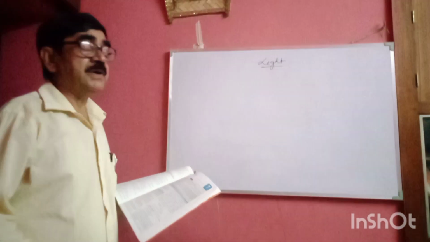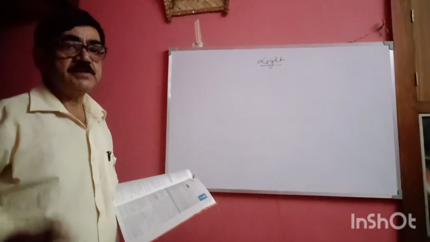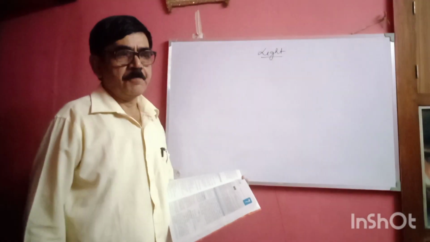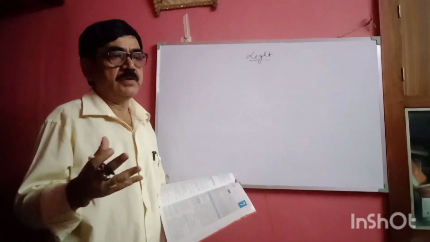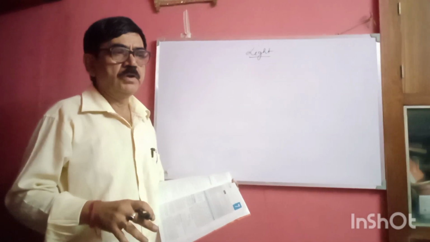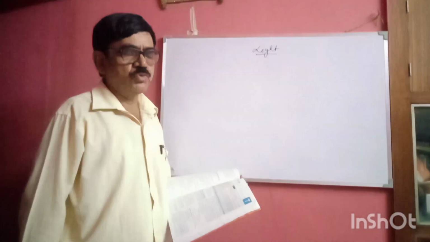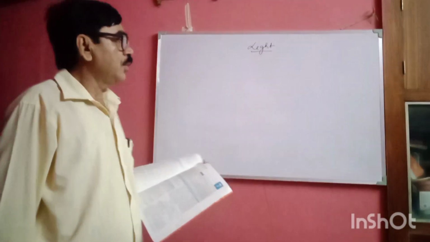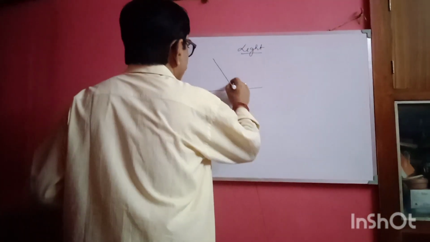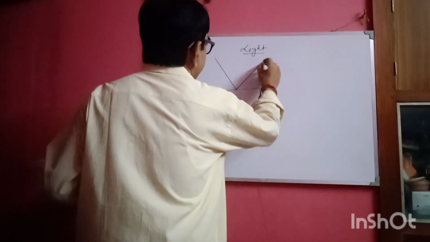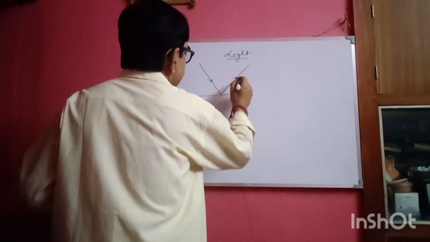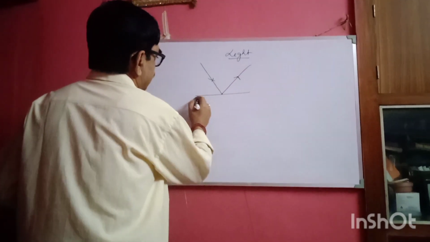Now, in this part we are going to discuss reflection of light. If you have a rubber ball and you drop the ball onto the floor, the ball bounces back to your hand like this. When light falls on any smooth polished surface, it bounces back to the first medium. This phenomenon is called reflection of light.